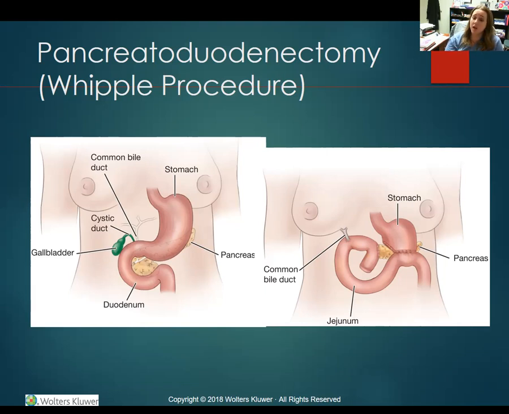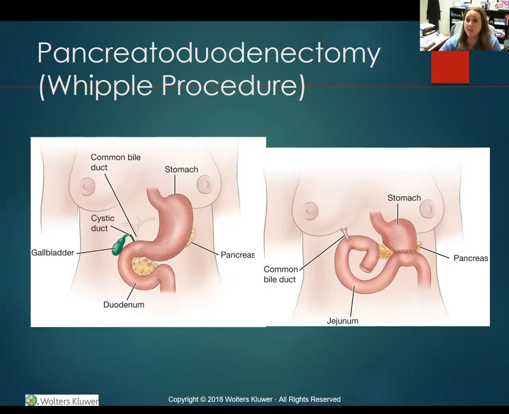So these patients are in intensive care after this procedure. We have to monitor closely for fluid replacement, hemodynamic monitoring. They're going to need to be in the ICU. So these are sick patients post-op.